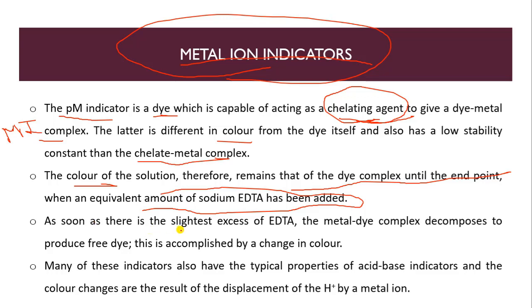As soon as there is a slight excess of EDTA, this complex decomposes to produce a free dye, accompanied by a change in color. When we are adding excess EDTA, we will get our color change. Many of these indicators also have typical properties of acid-base indicators, and the color changes are the result of displacement of H plus by a metal ion.